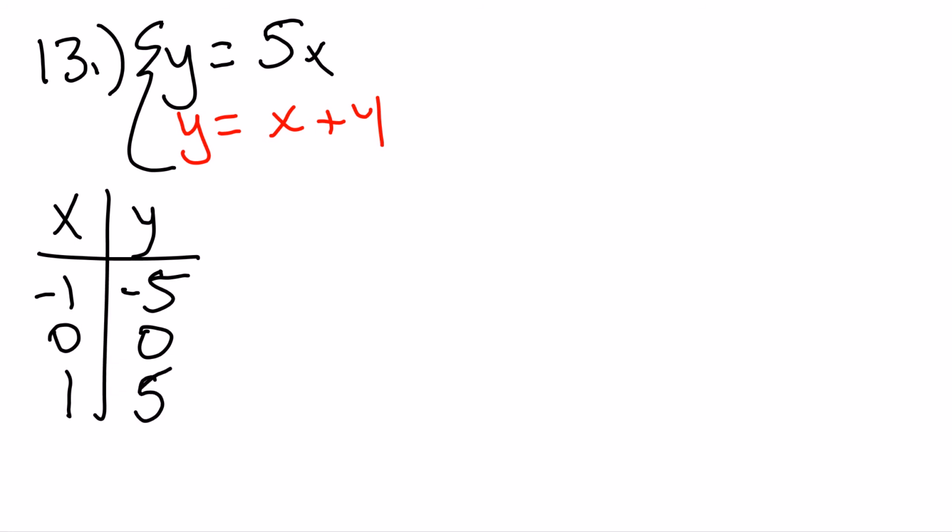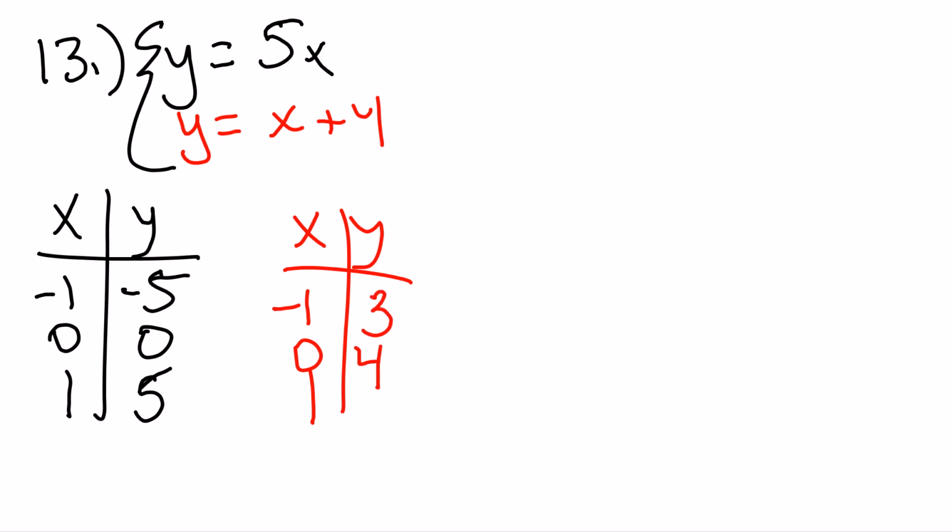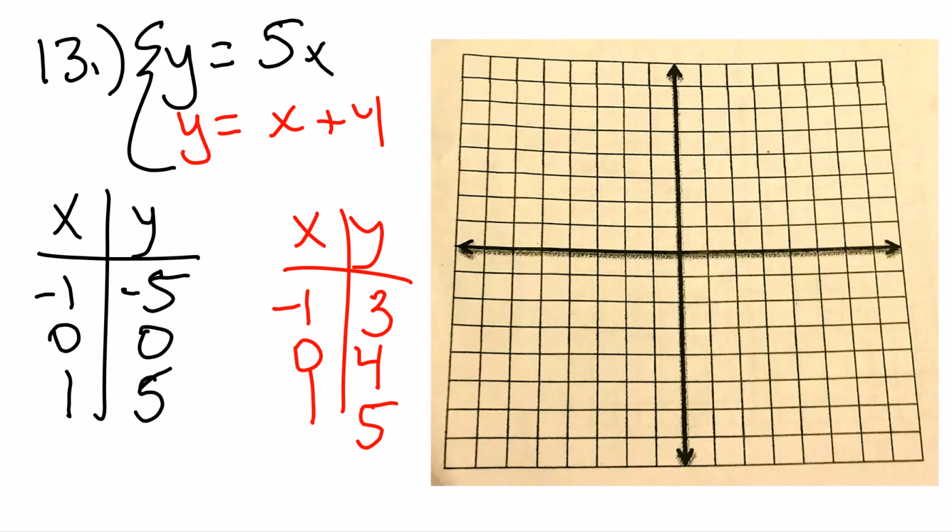All right, red line. Same thing, XY chart. Negative 1, 0, and 1. Negative 1, I plug in, I get negative 1 plus 4 is positive 3. 0, I get 4. 1, I get 5. All right, there's my points. All right, I graph it. I go left 1, down 5, 0, 0, 1 up to 5. There's my line.